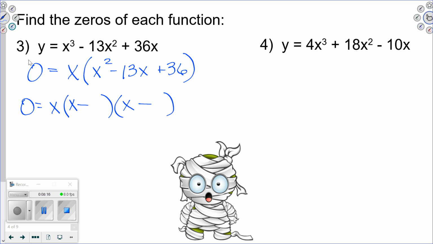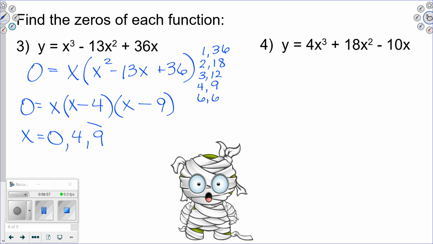A lot of options on 36 there. What's the option that works to give me the 13? Do we need to list the numbers? We have 1 and 36, 2 and 18, 3 and 12, 4 and 9, 6 and 6. Which one? 4 and 9. Good. So then when I set each one equal to 0 and solve, baby brother gives me 0, and then positive 4, positive 9.